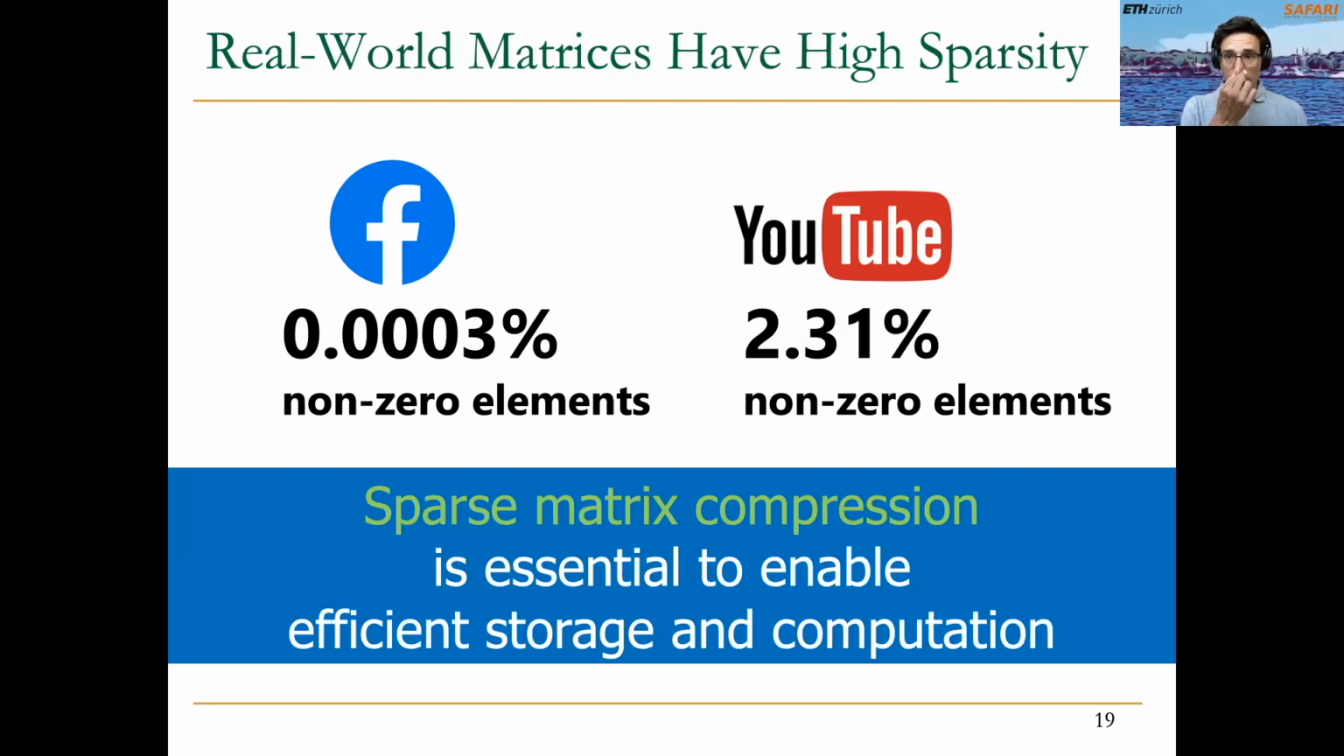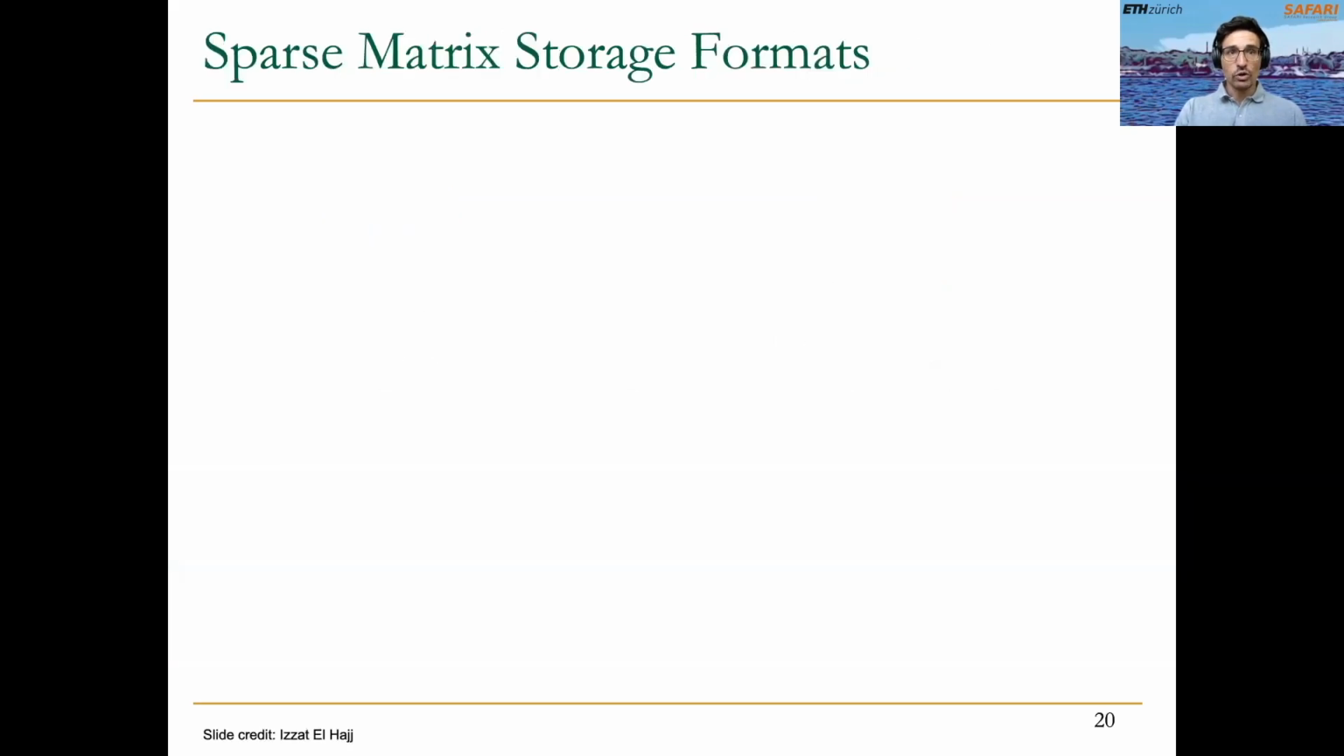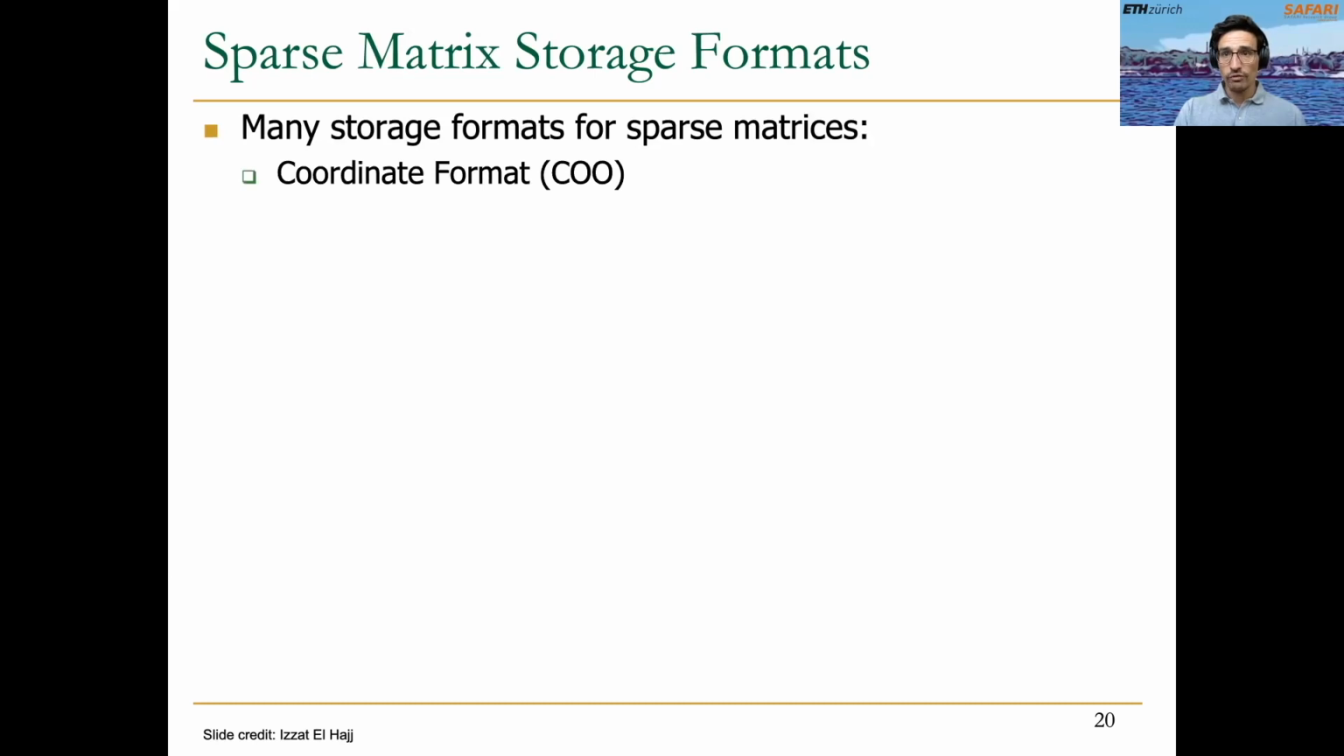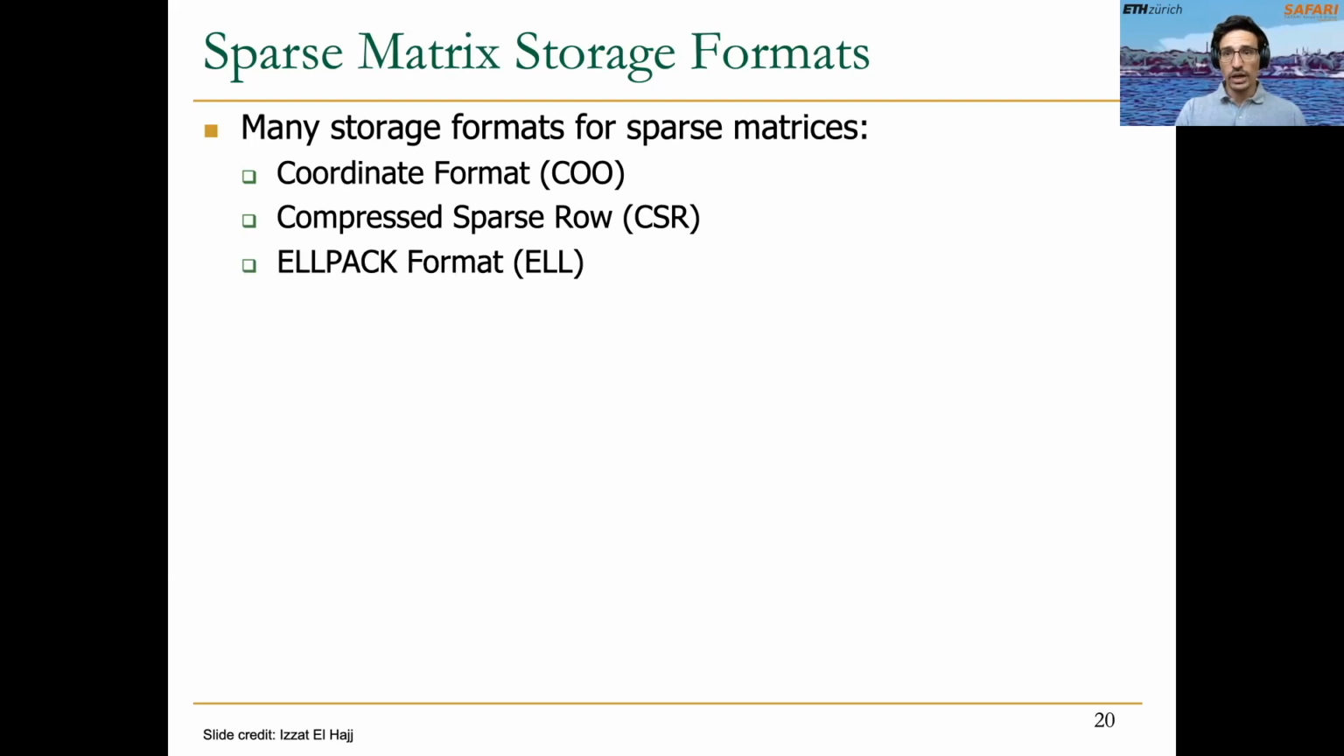By looking at this, we are sure that we need to find sparse matrix compression formats that are efficient and allow us to have efficient storage and computation as well. So let's discuss how to compress matrices with different storage formats, and then also how to compute by using these storage formats. Regarding sparse matrix storage formats, there are many different ones, but some of the most popular ones are the coordinate format or COO, the compressed sparse row CSR, the ELLPACK format ELL, and the jagged diagonal storage JDS.